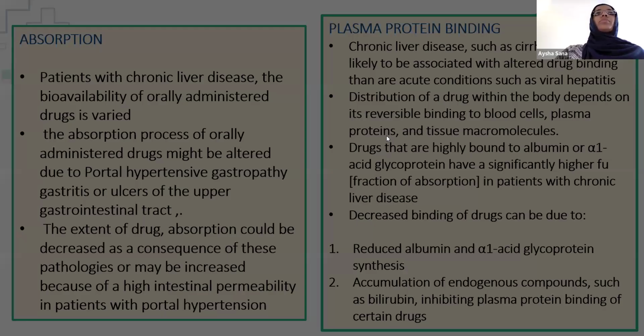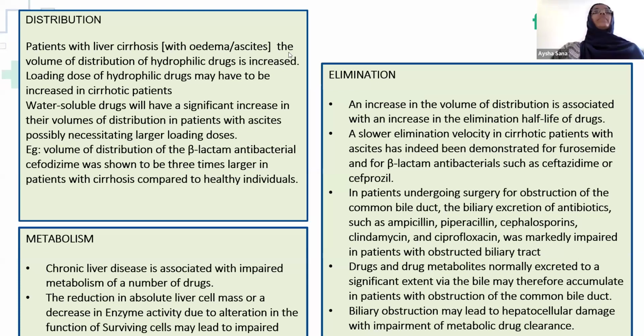Next, we look into the concept of distribution. In patients with liver cirrhosis, that is, patients with edema or ascites, the volume of distribution of hydrophilic drugs is increased. The loading dose of hydrophilic drugs can be increased in cirrhotic patients. Water-soluble drugs will have a significant increase in their volume of distribution in patients with ascites, possibly necessitating larger loading doses. For example, the volume of distribution of the beta-lactam antimicrobial ceftriaxone was shown to be 3 times larger in patients with cirrhosis compared to healthy individuals.